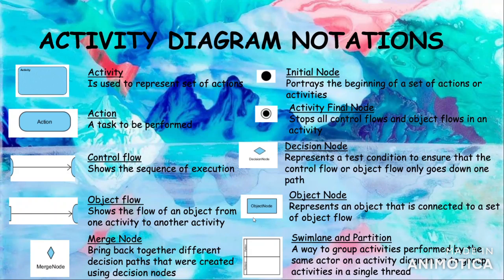This is the object node. It represents an object that is connected to a set of object flows. And this is the swim lane and partition, a way to group activities performed by the same actor on an activity diagram or to group activities in a single thread.